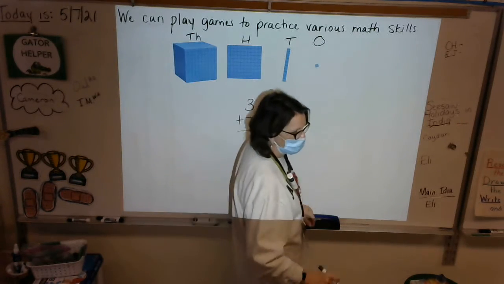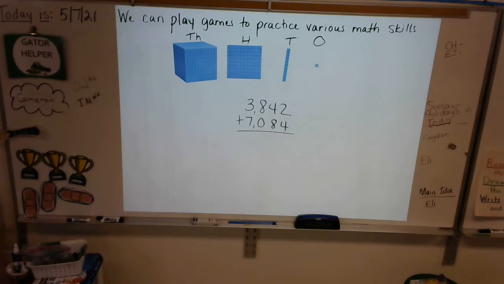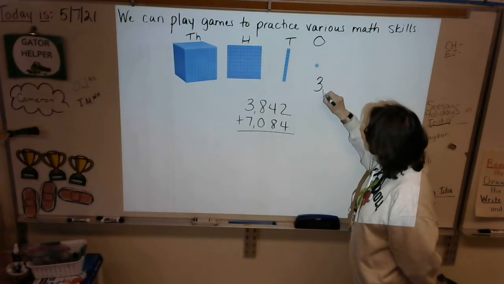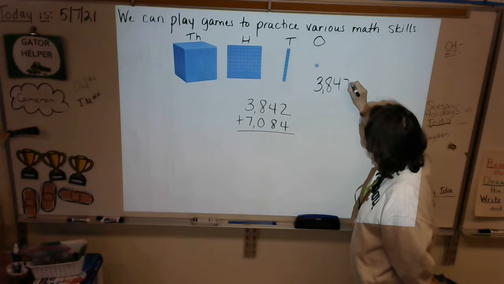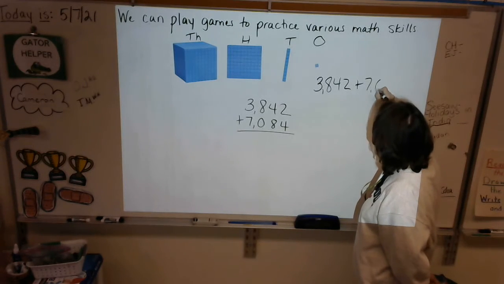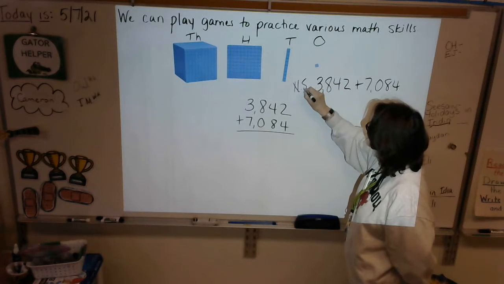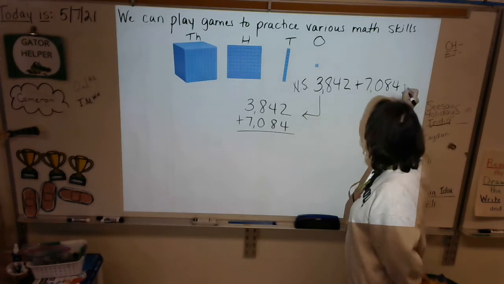So 3,842 plus 7,084. If I were going to write a number sentence for this, it would be written like this. 3,842 plus 7,084. I probably would not try solving that without turning it into an algorithm.